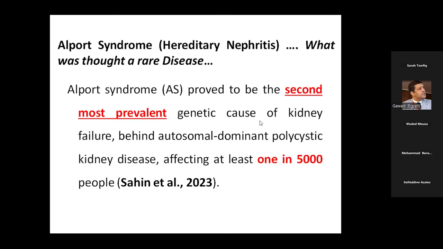Because we should know that Alport syndrome or hereditary nephritis, what was thought a rare disease, proved to be the second most prevalent genetic cause of kidney failure behind autosomal dominant polycystic kidney disease, affecting at least 1 in 5,000 people. And this study was published in 2023.